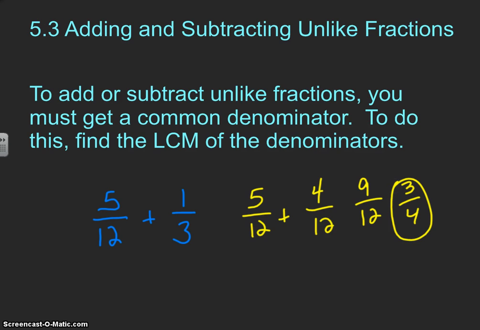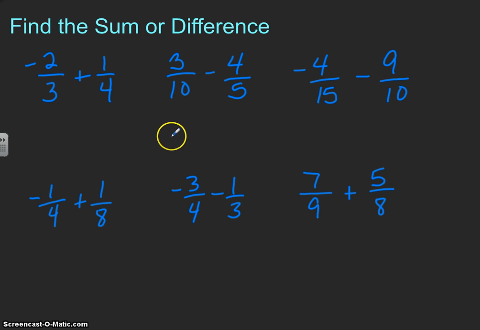So let's look at a few problems that we're going to be dealing with today. We might not do all of these. These are pretty basic, but the first thing you do when you're dealing with signed fractions is you decide if you're going to add or subtract. And because I've got different signs here, I'm subtracting, but I want to get a common denominator. So that would be 12.